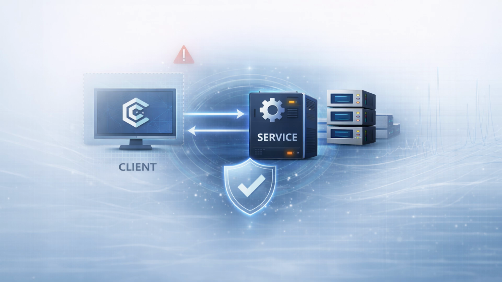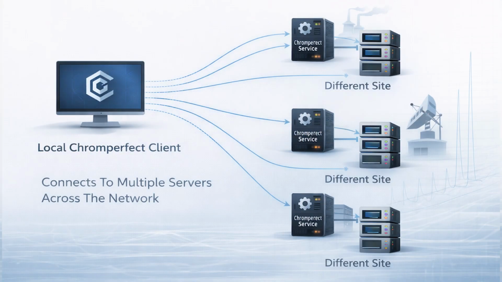Although not covered in this series, this architecture is incredibly powerful because a client on a local computer can connect to multiple servers anywhere on the network, meaning users in a large Chromperfect installation have complete visibility of the entire Chromperfect systems, even across multiple different sites and locations.